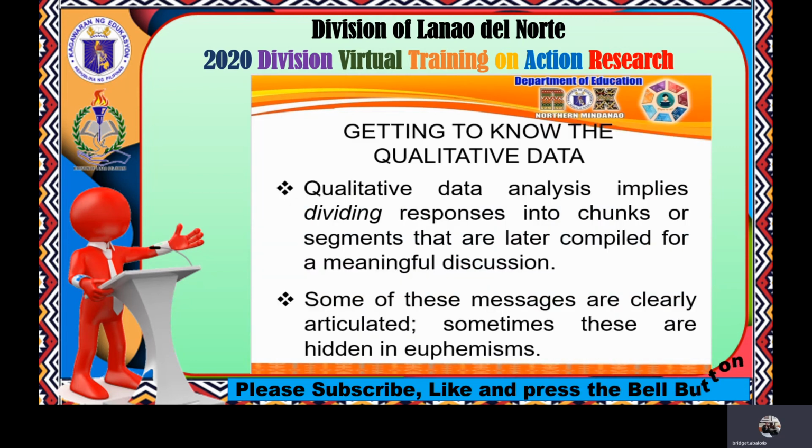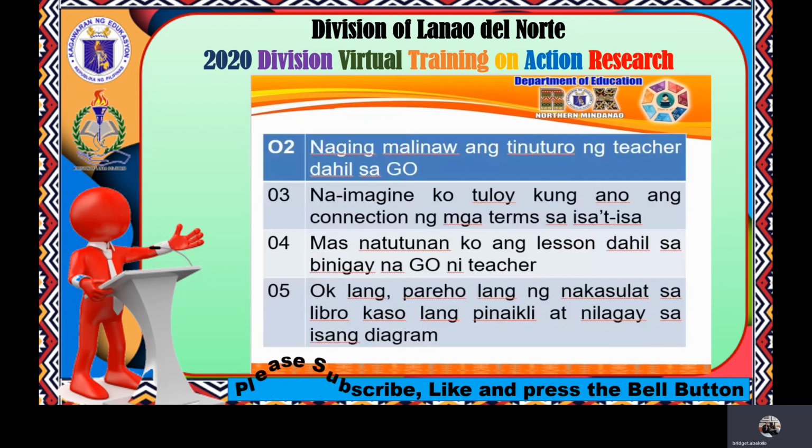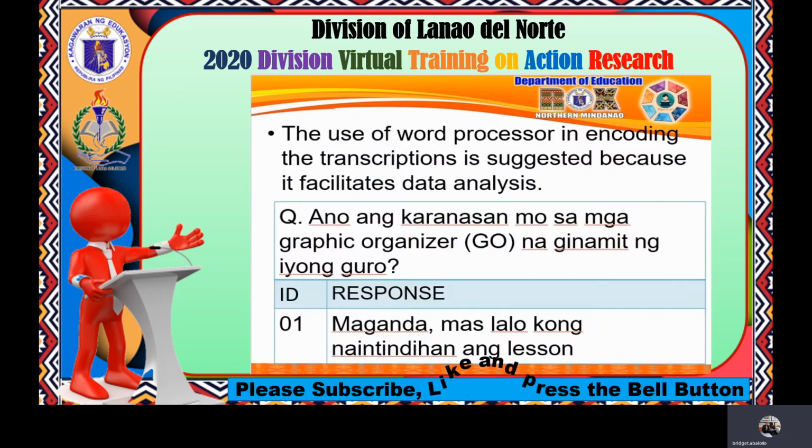So those are the responses of 10 students to the given question, which is, ano ang karanasan mo sa graphic organizer na ginamit ng iyong guro sa kanyang class discussion.